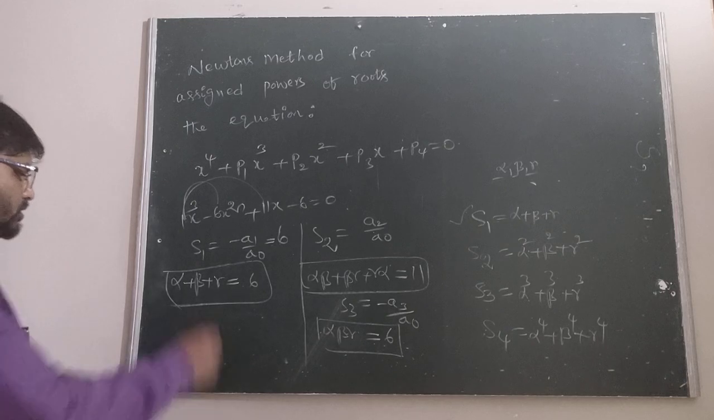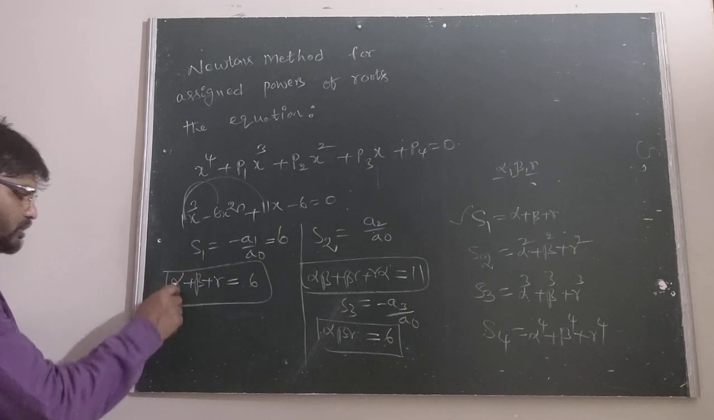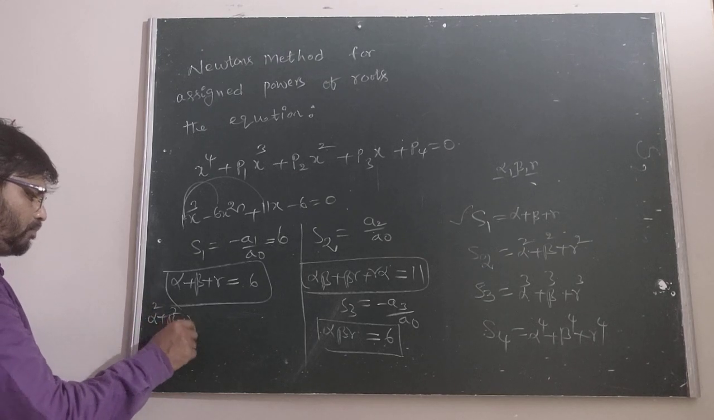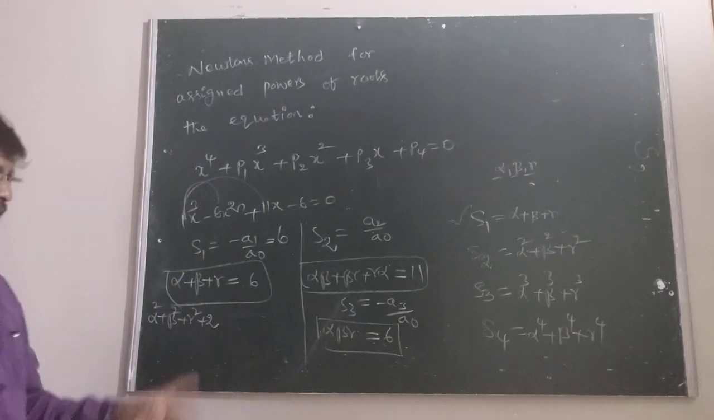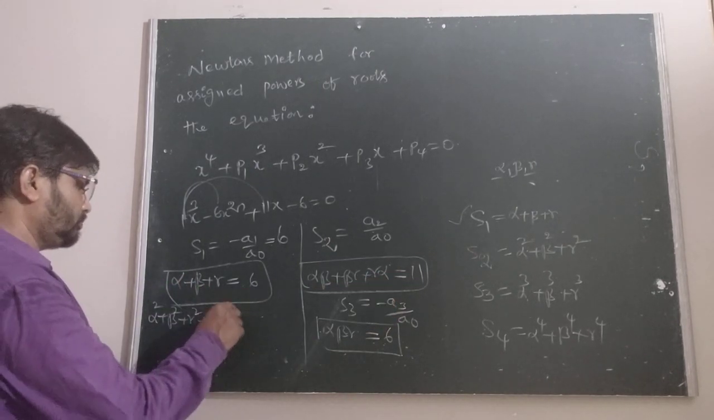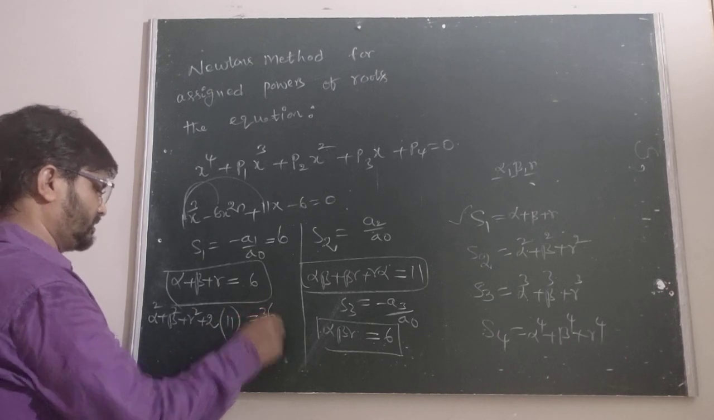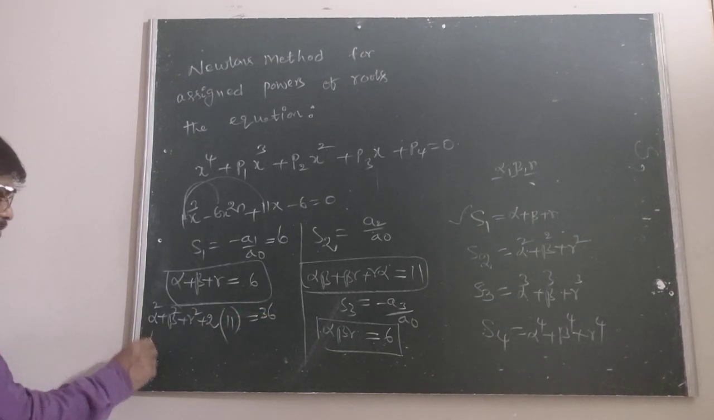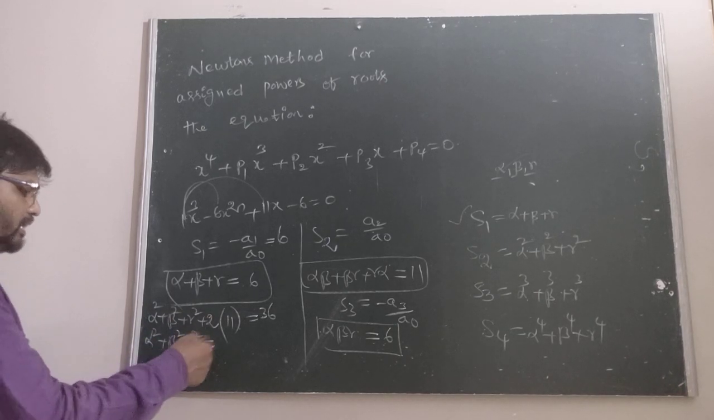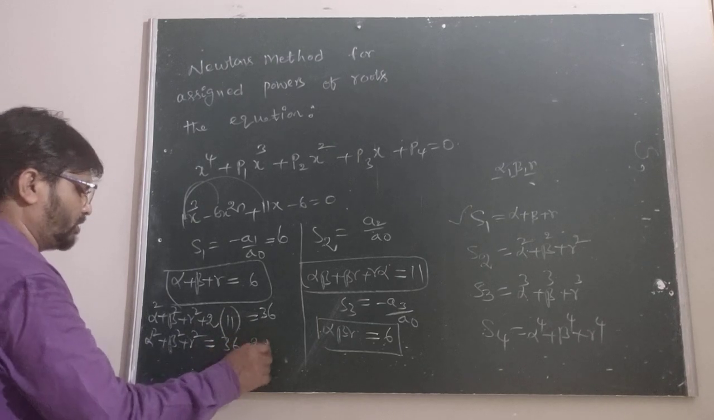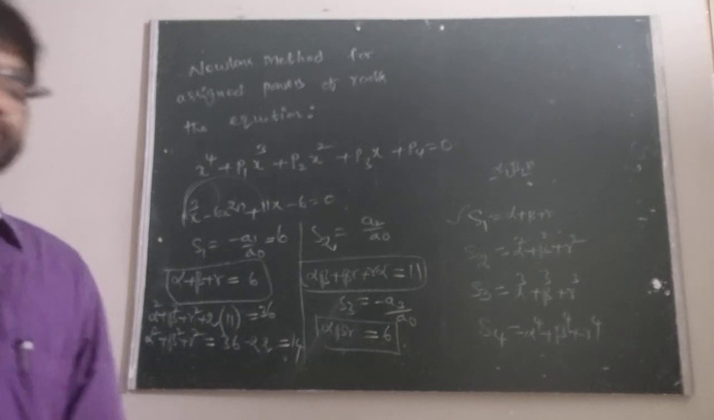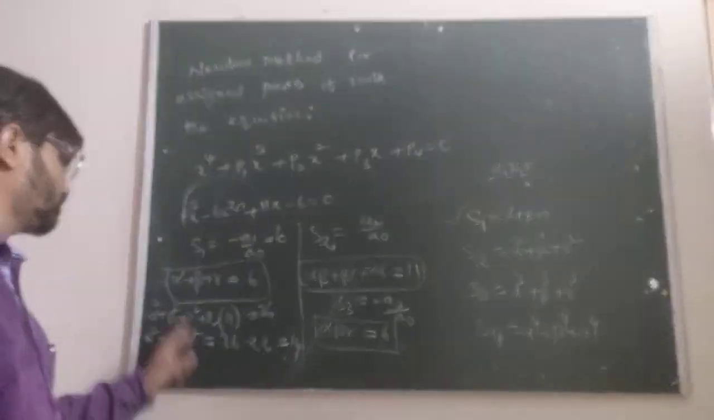Similarly, if we square both sides, we get alpha square plus beta square plus gamma square plus 2 times alpha beta, beta gamma, gamma alpha. That value is 11, so on the right side we have 36. After that, you can write alpha square plus beta square plus gamma square is 36 minus 22, which will be 14. So here, alpha square plus beta square plus gamma square is 14.